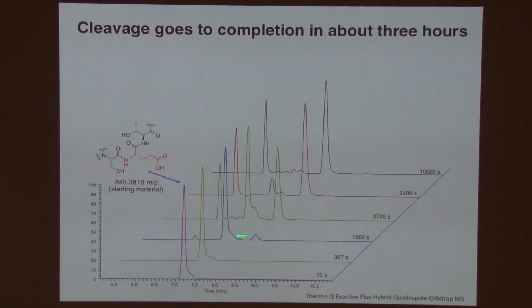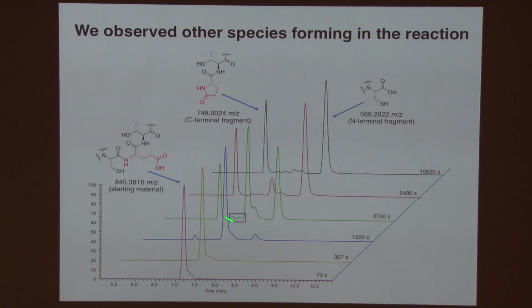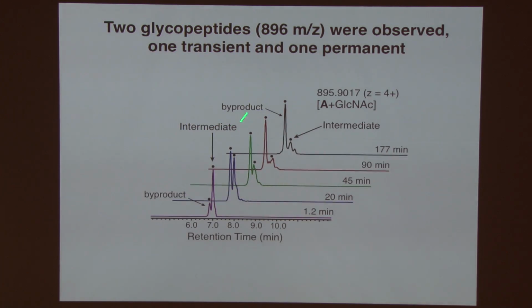And you can see that as you progress, you see these 2 little blips, and those are our products, and they accumulate, and eventually it goes to completion. But we found that if we actually went looking for some glycopeptides, we saw these 2 little tiny blips, okay? And these 2 glycopeptides, if you follow them as a function of time, both have exactly the same mass, but one of them accumulates early and then decreases until at the very end you can't see it anymore, and the other one accumulates more slowly and never decreases. And so one of them behaved like an intermediate and the other behaved like a byproduct.